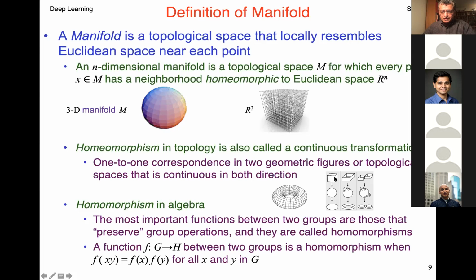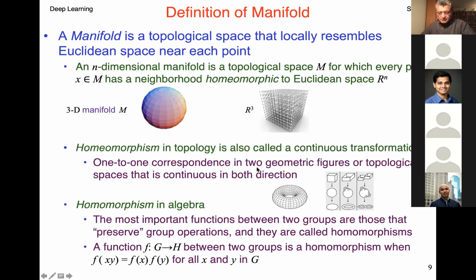One-to-one correspondence between two geometric figures or topological spaces that is continuous in both directions. That is from this to that or that to this. So homeomorphism is in the sense that this cube will not be homeomorphic to this donut here, but among these shapes, they're all homeomorphic. So there is an idea of a homeomorphism. Look at that. These are all a little complicated things to try and define.